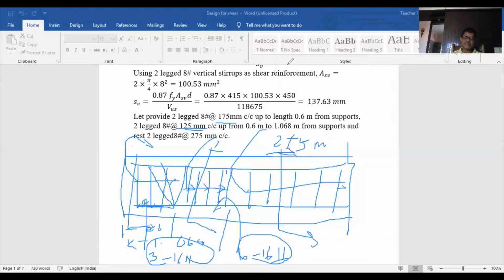There are special publications 16 and 34. One is design aids, and one is the reinforcement detailing given in SP34. You can refer to that for detailing also.